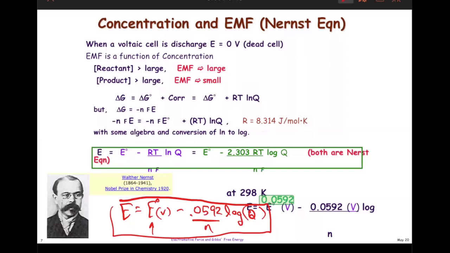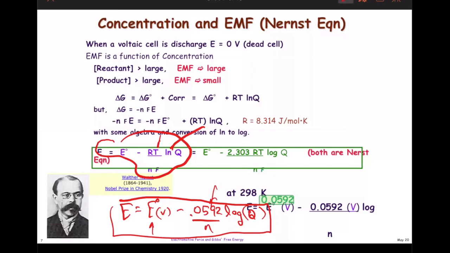If we are at 298, the equation I like the most is this right here, because you can easily do natural log on your calculator, and this allows you to vary your temperature. If your temperature is 298, then go ahead and cut to the chase and use that equation. But know that all these equations are the same. You're just using different values of RT or natural log to log, things like that.